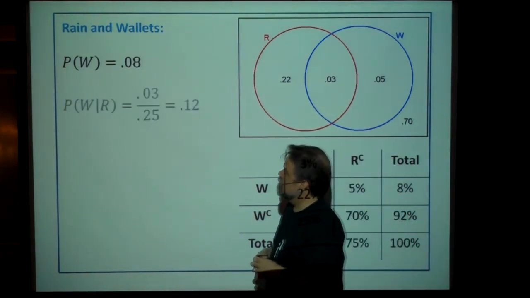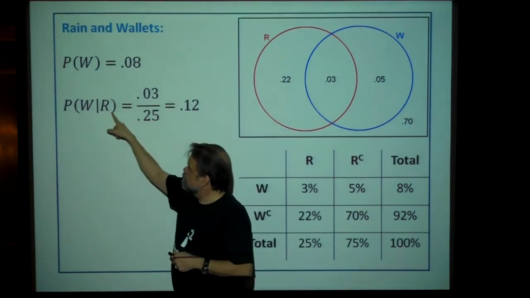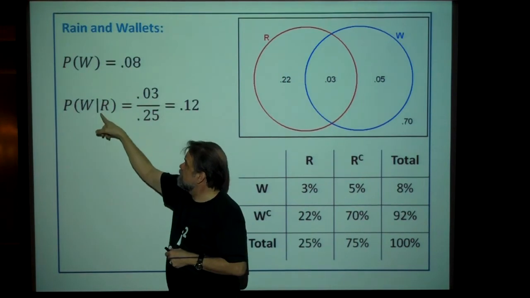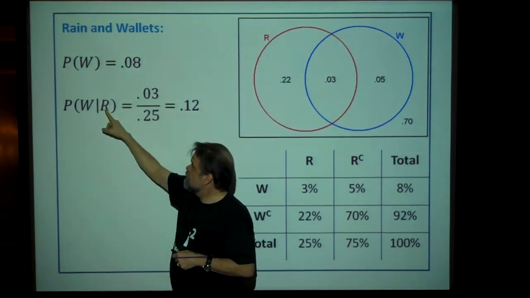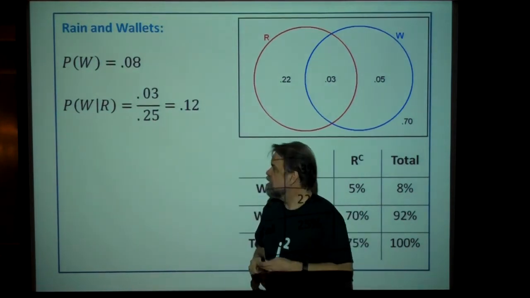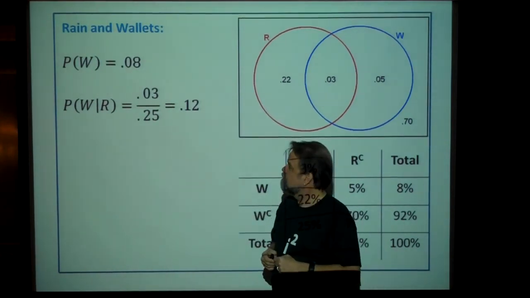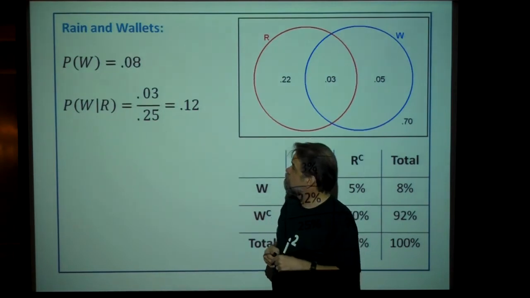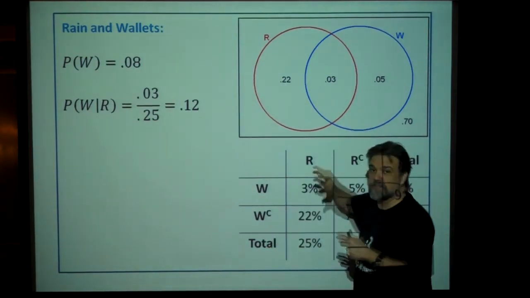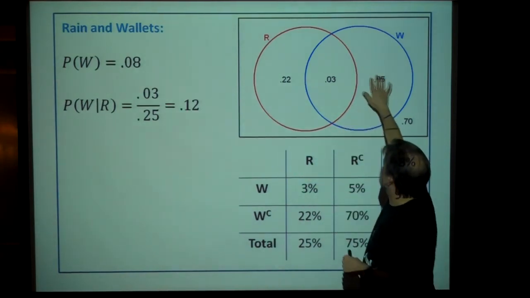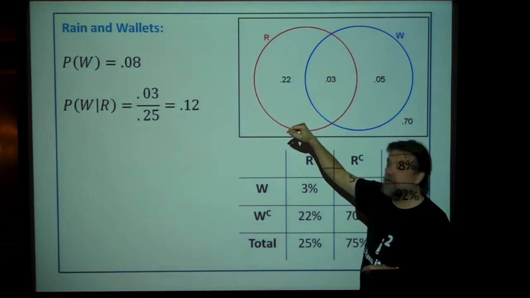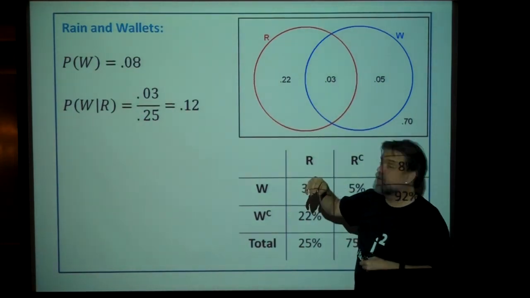Okay? Now, what this means when I write this probability, this means that I've drawn a W and then a little line here and R. This means I'm going to assume that it's a rainy day, okay? If I assume that it's a rainy day, then the probability of my forgetting my wallet, let's think about this. I'm assuming it's a rainy day, so that means these things aren't going to happen. I'm just looking at my red circle now, okay? Now what's the probability of my forgetting my wallet?